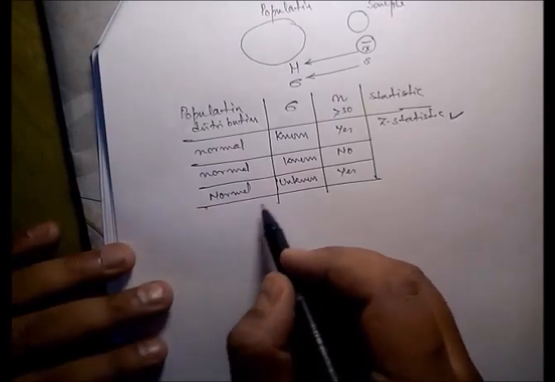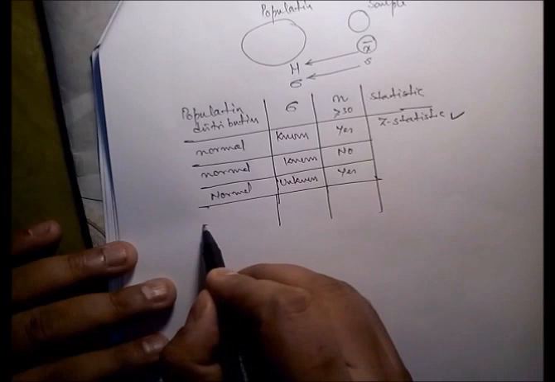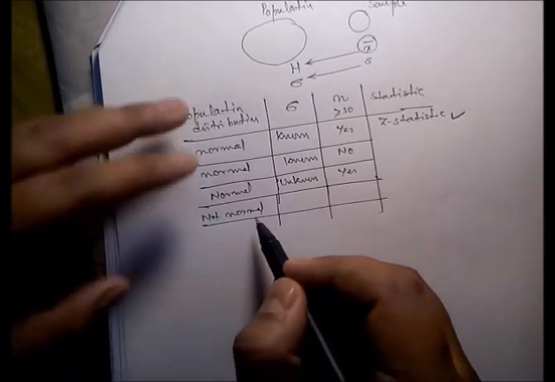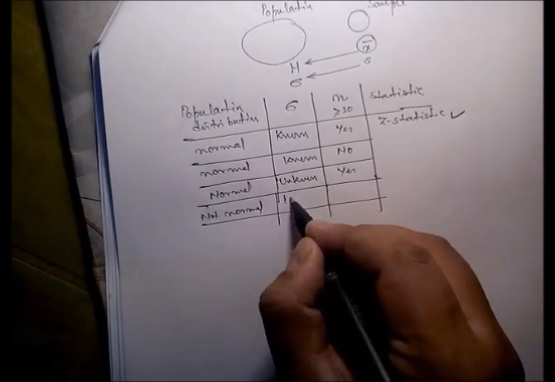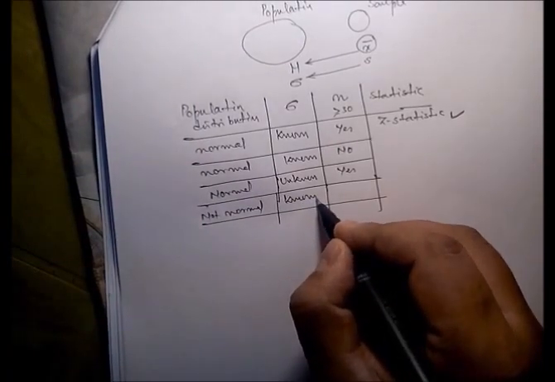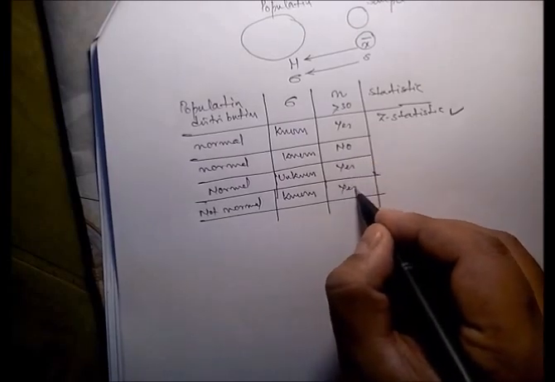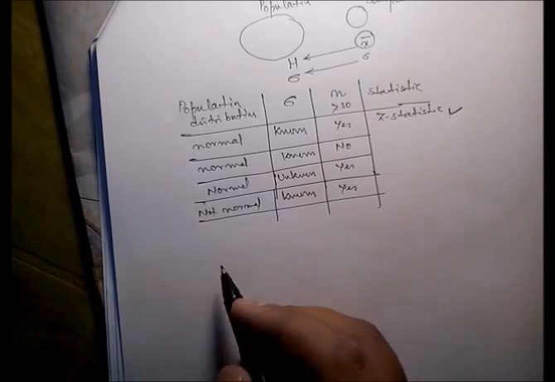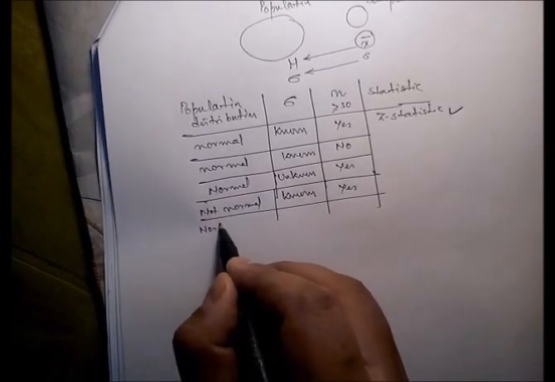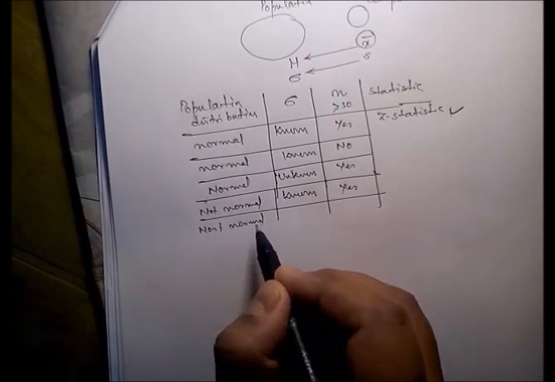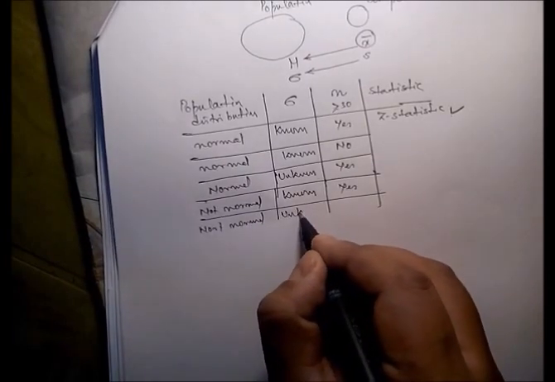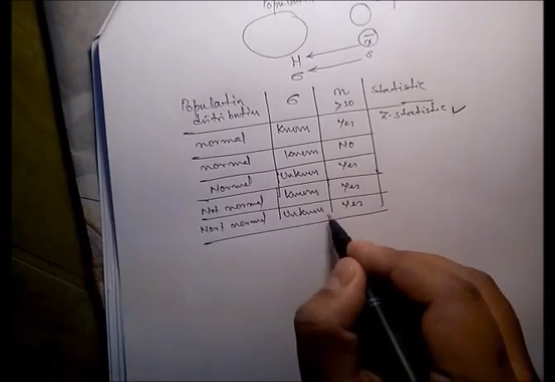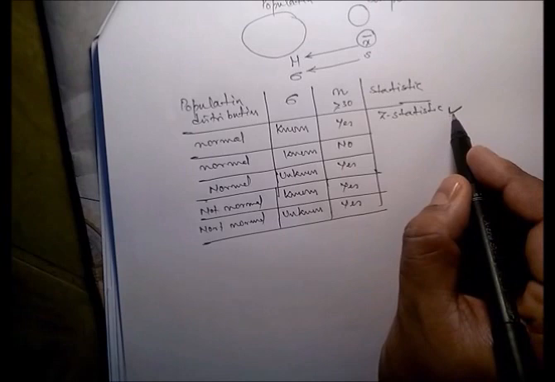And if it is not normal, now see, if the population distribution is not normal, but the population standard deviation is known, and if the sample size is more than 30, then also you can use the Z statistic. Now if it is not normal and the standard deviation is unknown, and if the sample size is very large, more than 30, then also you can use the Z statistic.